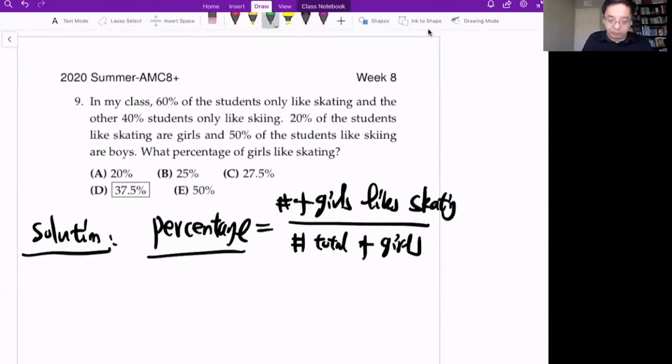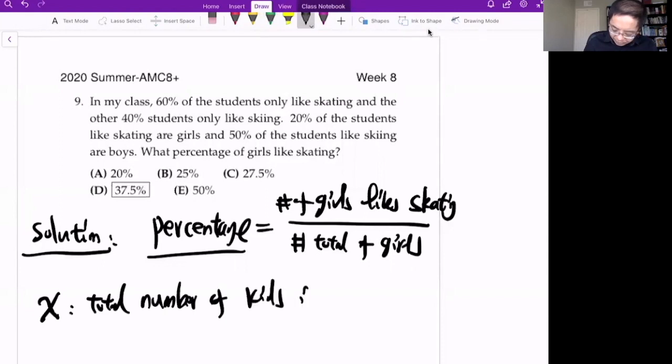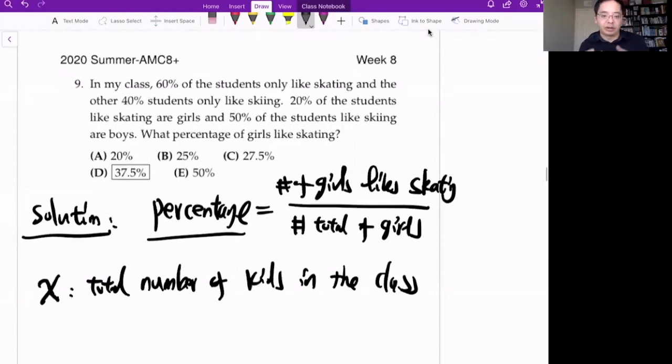Because here we don't know the number of kids in this class, you can either introduce a concrete number, which is not going to change the answer, it doesn't matter which number you use, or, to be more rigorous, we just use a variable. We say it's X. So I denote X as the total number of kids in the class. Now I'm going to express the number of girls using X, and also the number of girls who like skating using X.